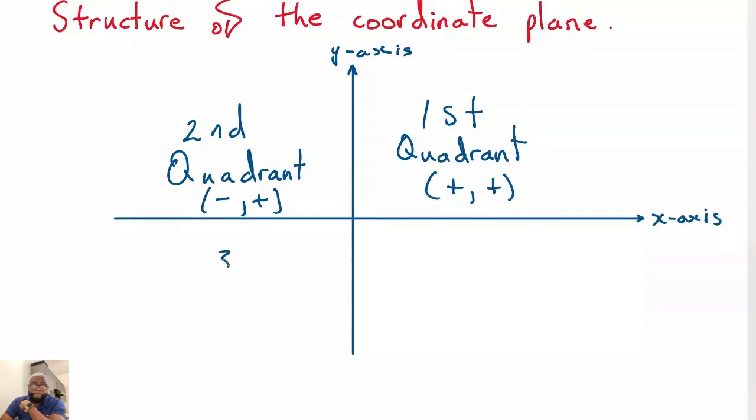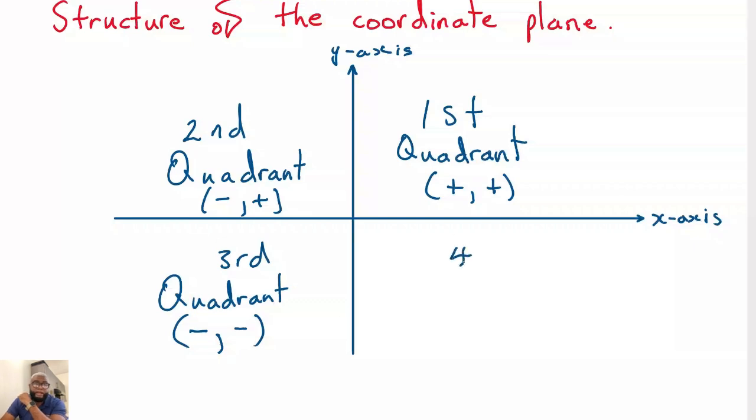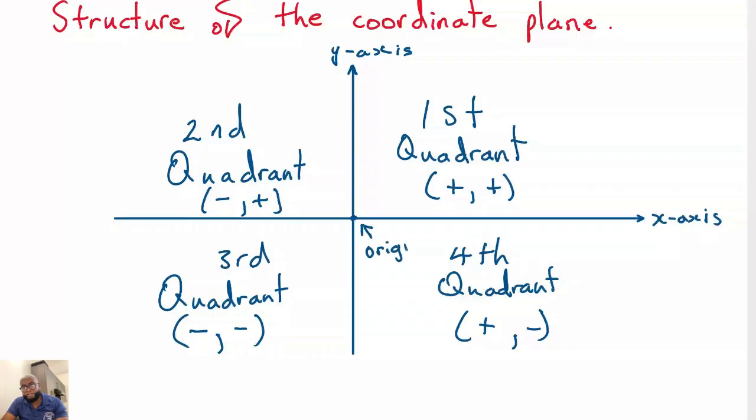Then you have your third quadrant. Negative x-axis, negative y-axis value. And your fourth quadrant would be positive x and negative y. In the middle here, by the way, guys, would be the origin. Origin, which is 0, 0.